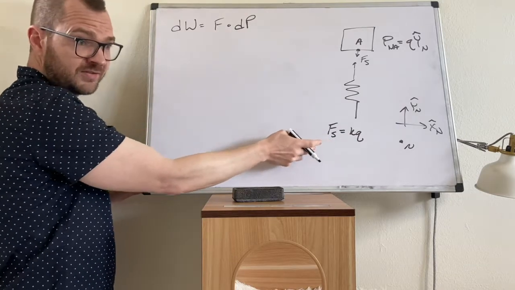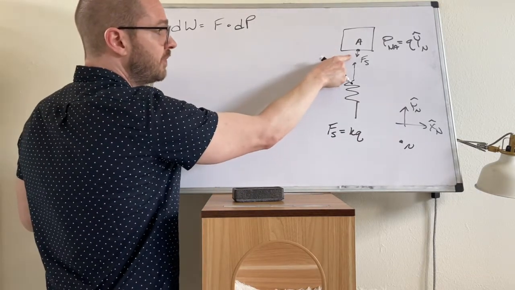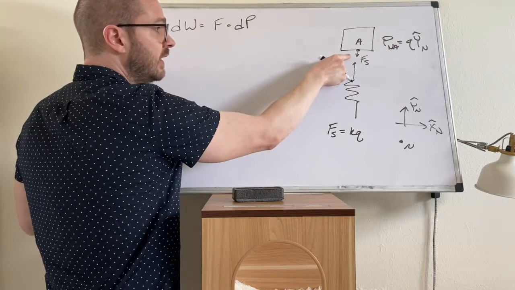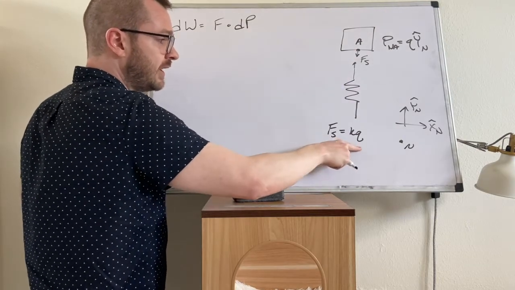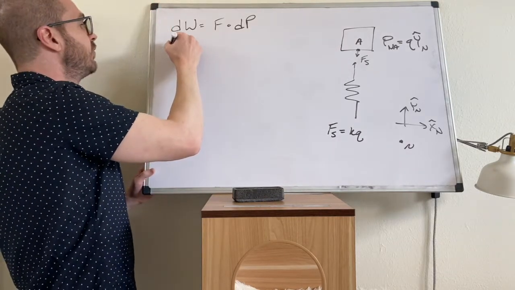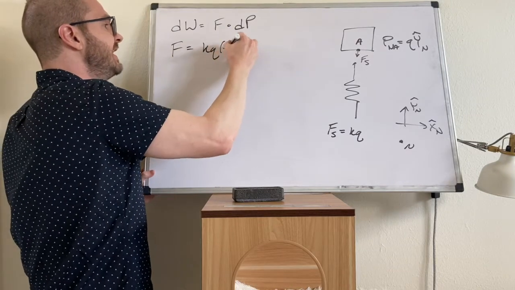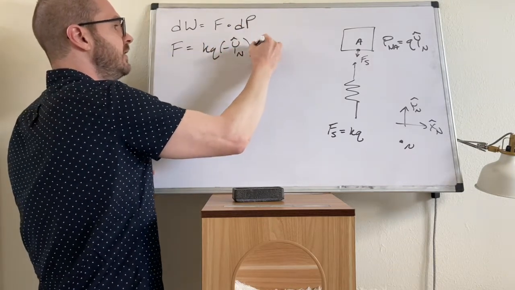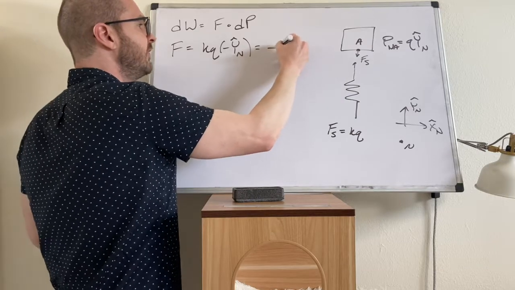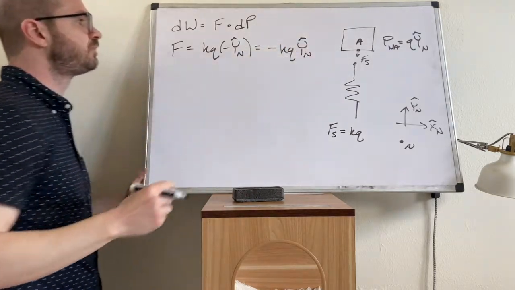Well, I wrote it as a scalar, but forces are vectors. And in this problem, based off of how I made my assumptions, notice the force term is KQ, but I have applied it in a negative direction. So we're going to write our force as KQ in the negative y hat in. And of course, we can just take the negative out. This is negative KQ y hat in.